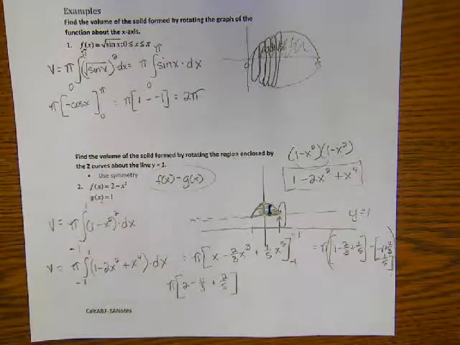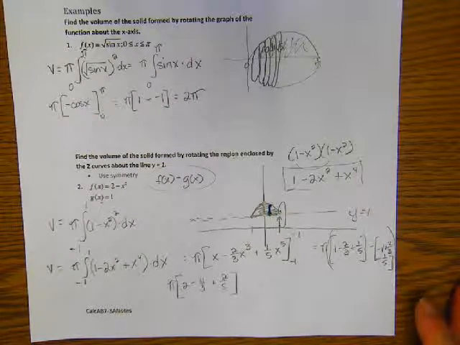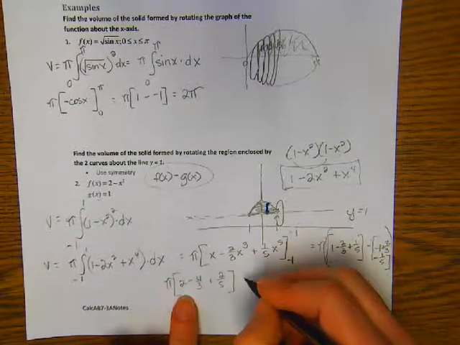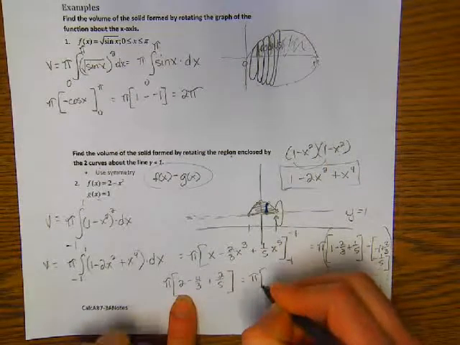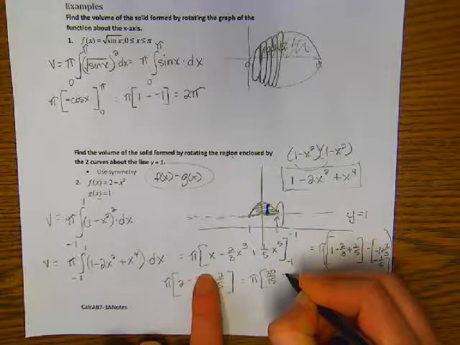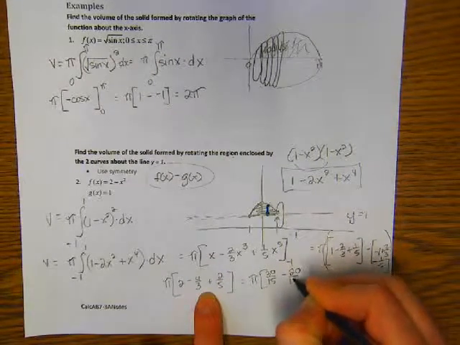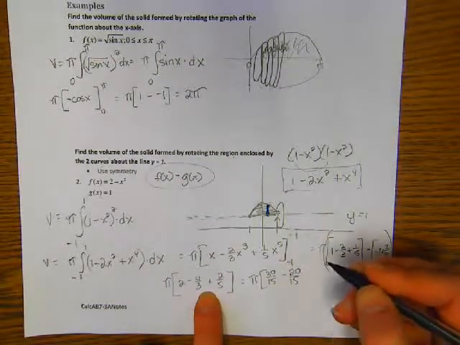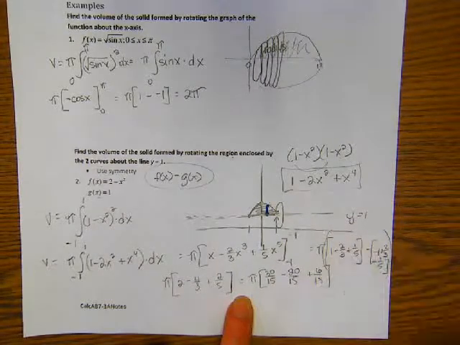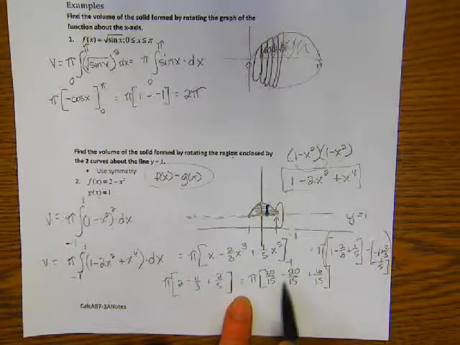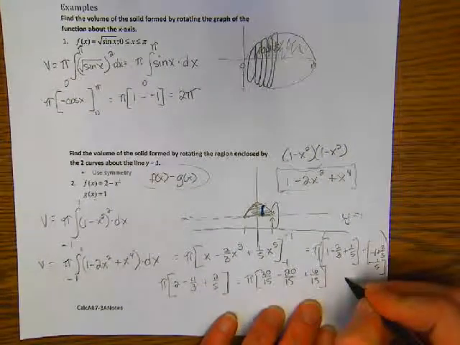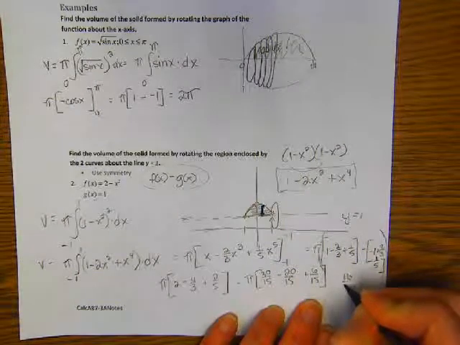Let's do some common denominators here. I think I'm going to need a 15, right, to get these fractions to add together. So if I did a common denominator of 15, that would be 30/15 minus 20/15, plus 6/15. Okay, 30 minus 20 is 10, plus 6 is 16/15 pi.